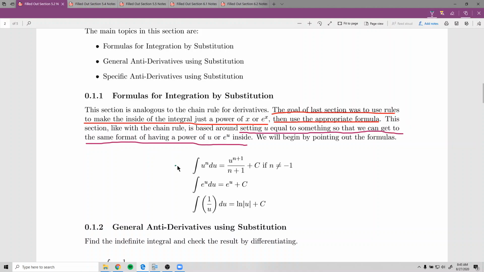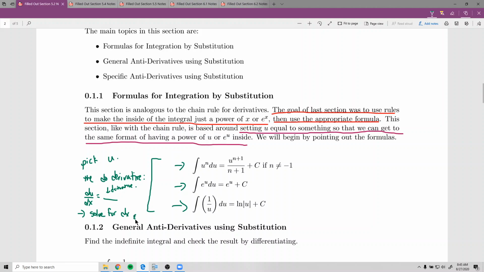Now, one very important thing to point out with these formulas is that when we plug in for u, as you'll see very quickly with an example, you have not only u to plug in for, but you have to do something with the dx to make it du. So with the substitution method, we're going to pick u, then do the derivative. So du over dx equals whatever the derivative formula is. We're still doing derivatives, and then because we want to replace dx with du, we solve for dx and plug in.